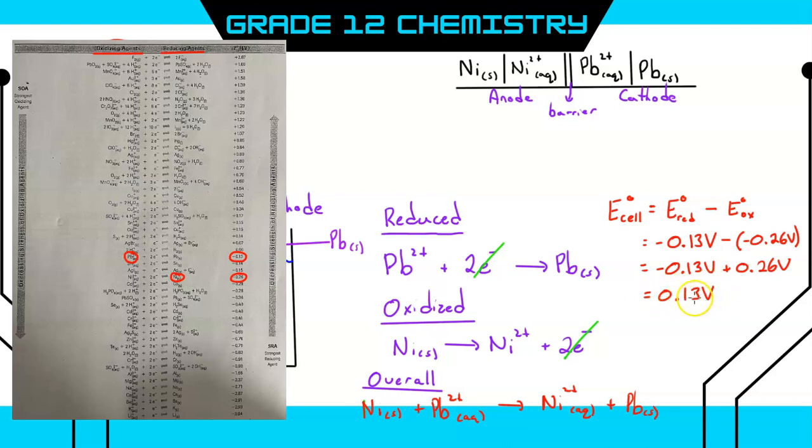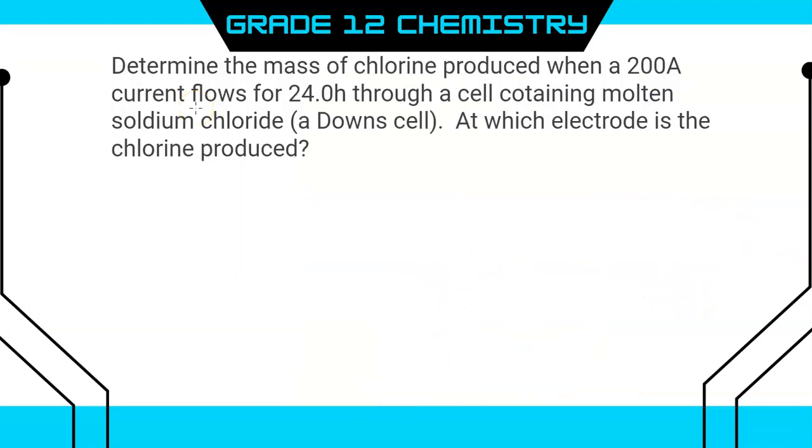So our cell's potential is 0.13 volts. All right, our last problem that we're going to do in this tutorial is a little cell reaction stoichiometry. So in this case, we need to determine the mass of chlorine produced when a 200 amp current flows for 24 hours through a cell containing molten sodium chloride. That's a down cell. At which electrode is the chlorine produced?